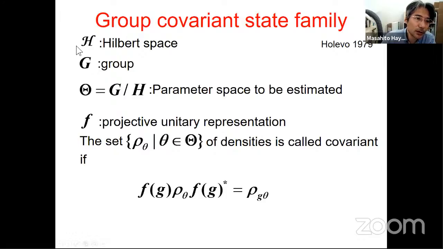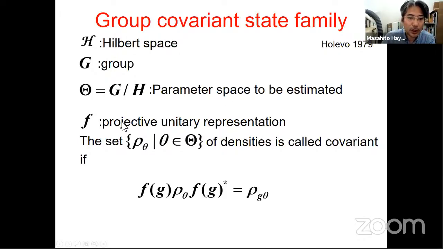So we consider a very specific case in this talk. This is the Hilbert space, and this is a group. And we have H, a subgroup, and we have a quotient space. This one is sometimes called a homogeneous space. So our parameter is given as an element of a homogeneous space.